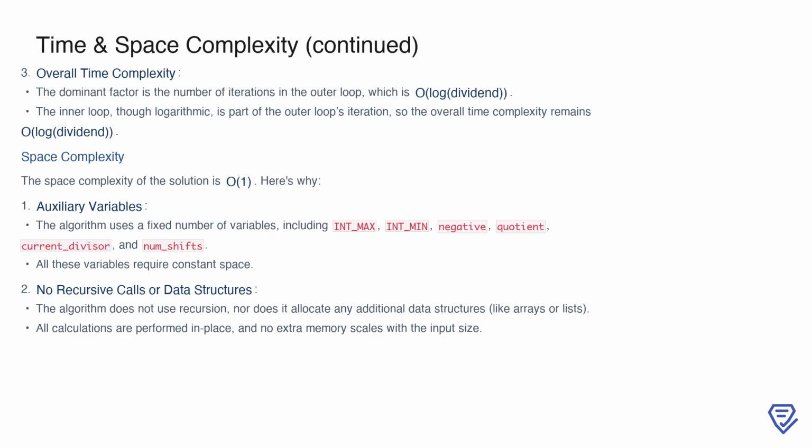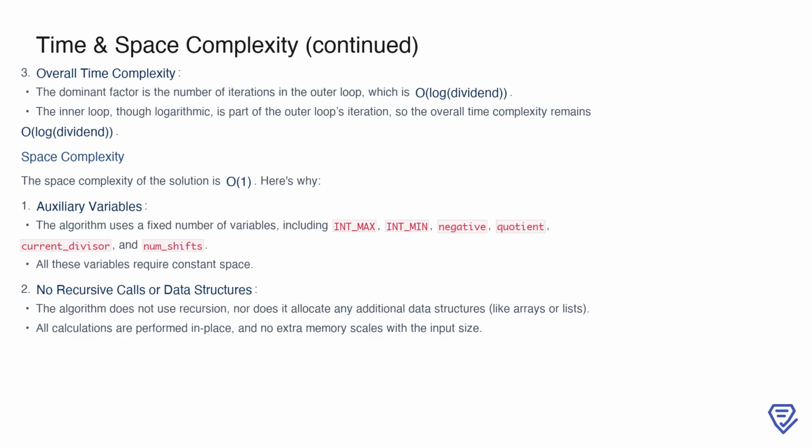The overall time complexity, therefore, consolidates to O(log dividend), with the outer loop being the primary contributor. The inner loop, while also logarithmic, is nested within the outer loop and completes its operations per iteration of the outer loop, so it does not alter the dominant time complexity. Moving on to space complexity, the solution is highly efficient with a space complexity of O(1).